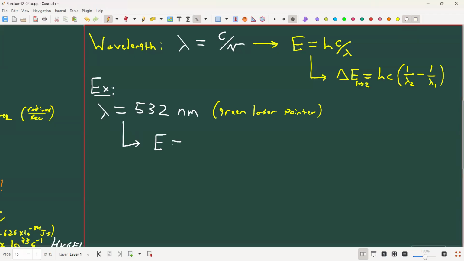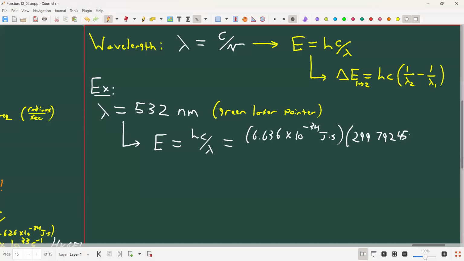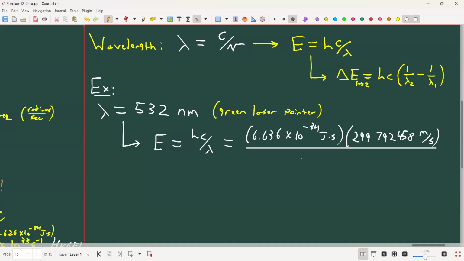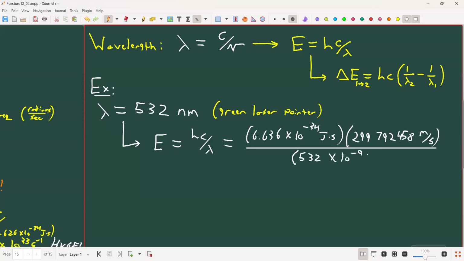So the energy is going to be equal to hc over lambda, which is 6.626 times 10 to the minus 34 joule seconds, the speed of light, 299,792,458 meters per second, and our wavelength. We need to put it in meters because we're in units of meters up here: 532 times 10 to the minus 9 meters.